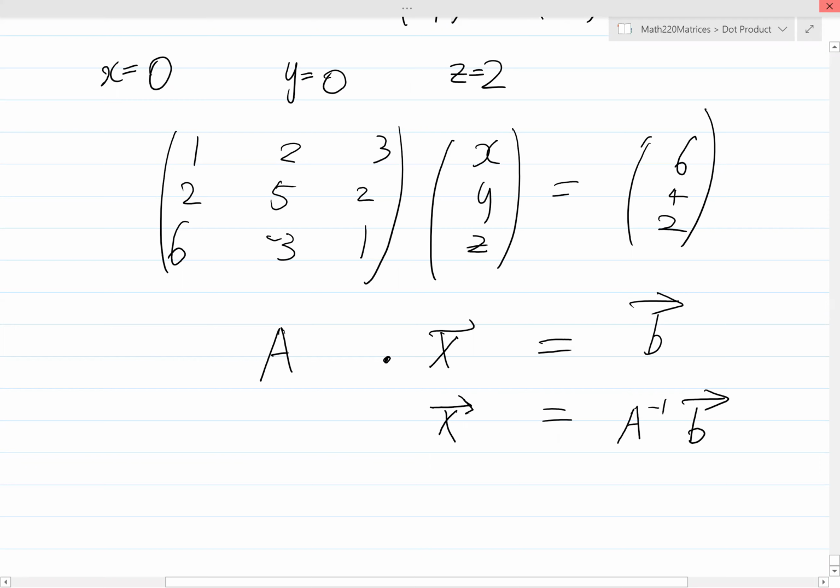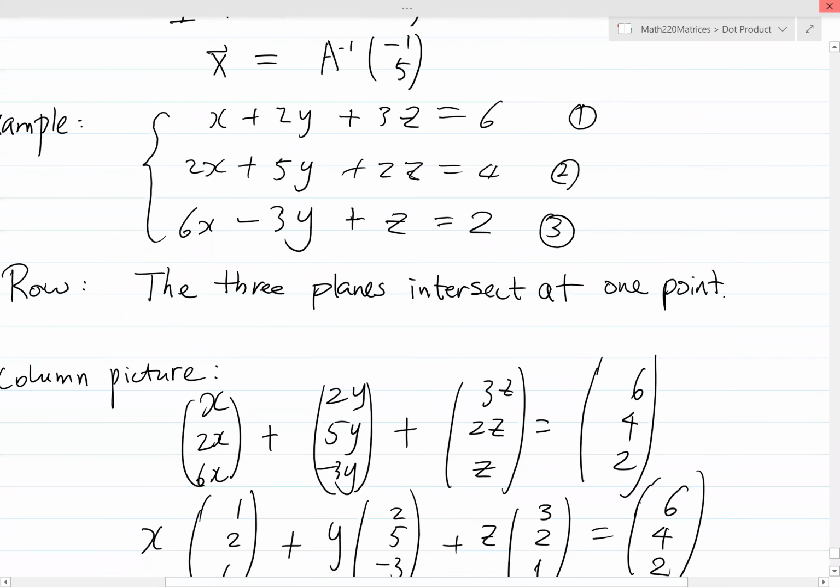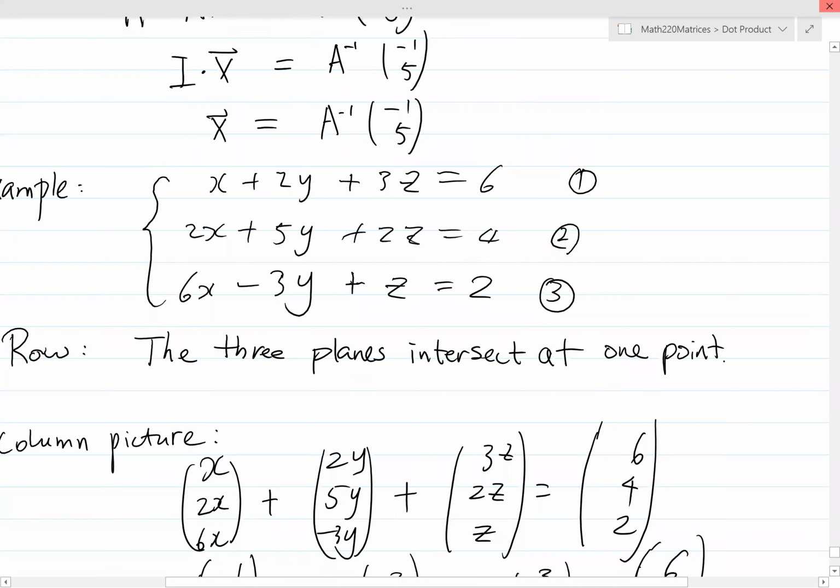Okay, how do we show, for the row picture, that the 3 planes intersect at one point? How do we actually conclude that the 3 planes intersect at one point? Actually, we can use the normal vectors. Okay, the normal vectors.